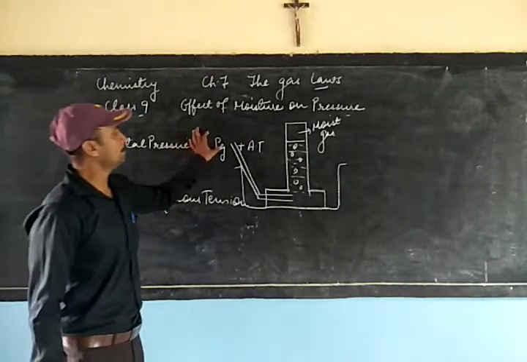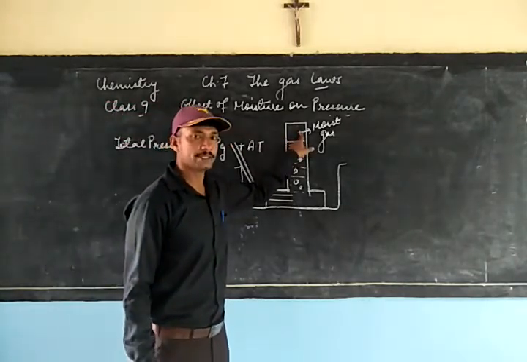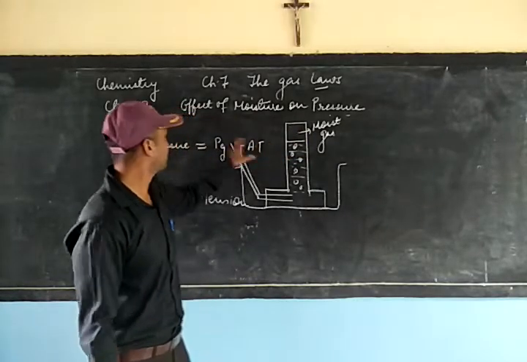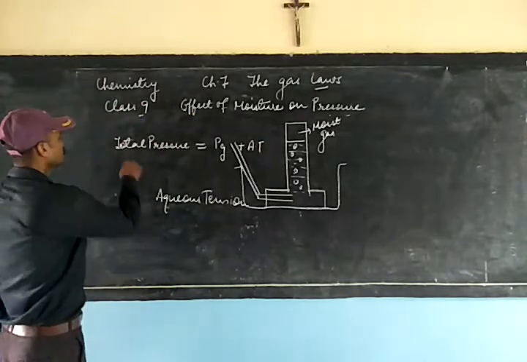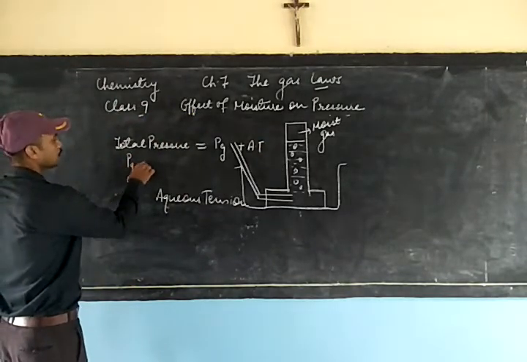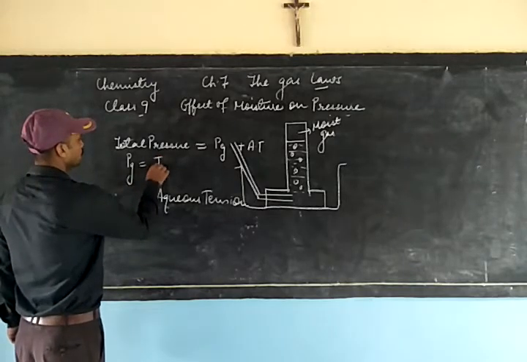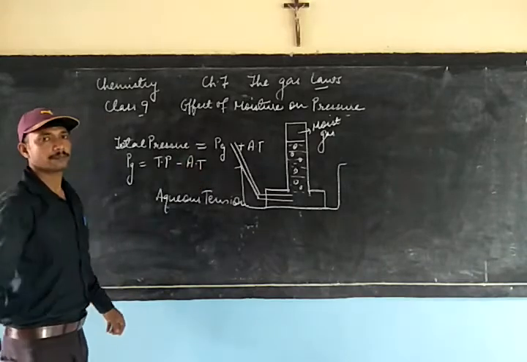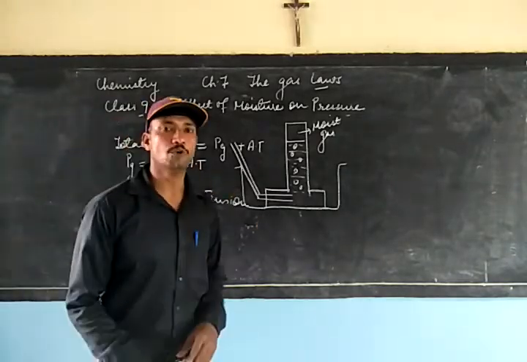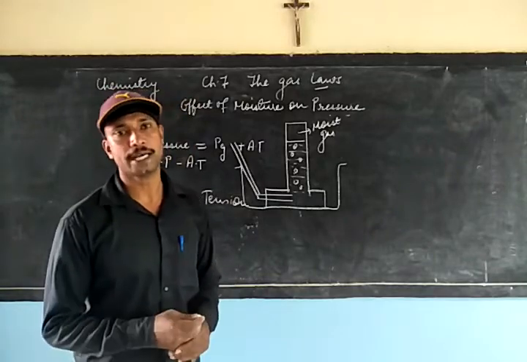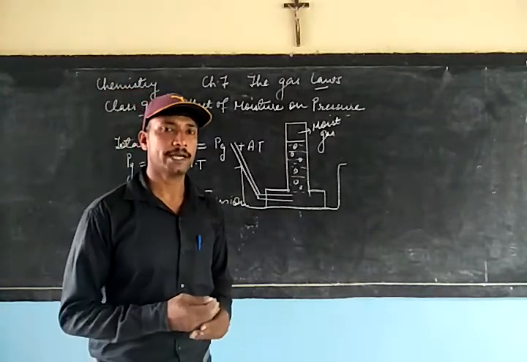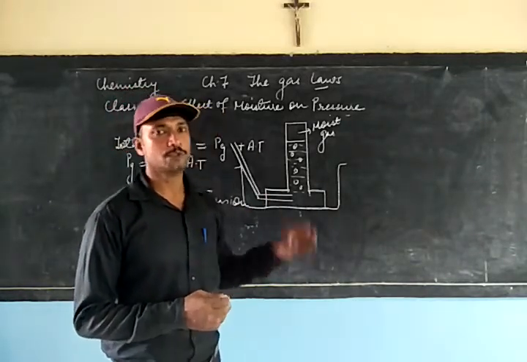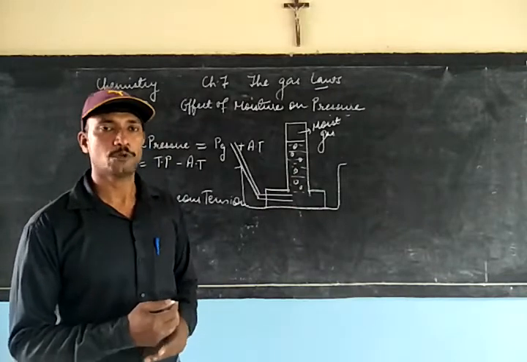Now to find out the pressure due to dry gas, this aqueous tension or pressure due to water vapor should be subtracted from the total pressure. So the pressure due to dry gas will be equal to the total pressure minus aqueous tension. So this is a simple thing you have to do whenever we are collecting the moist gases. To find out the pressure due to dry gas, that pressure due to water vapor should be subtracted from that total pressure.